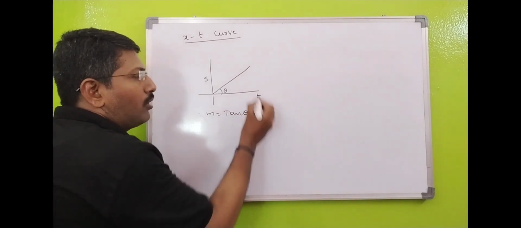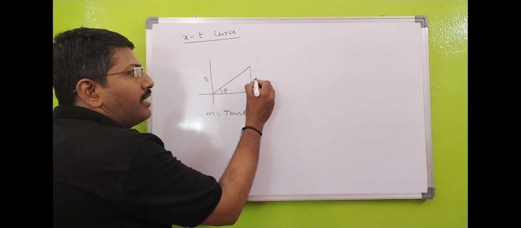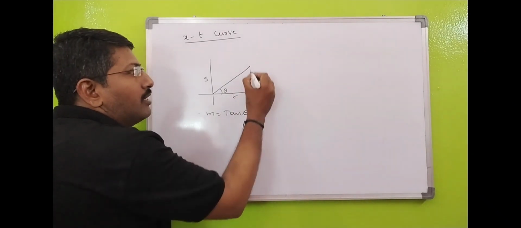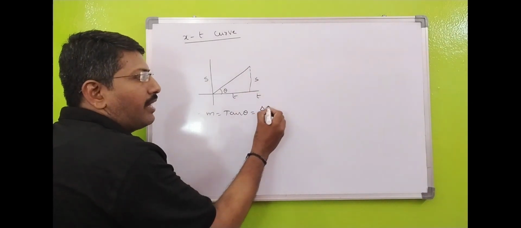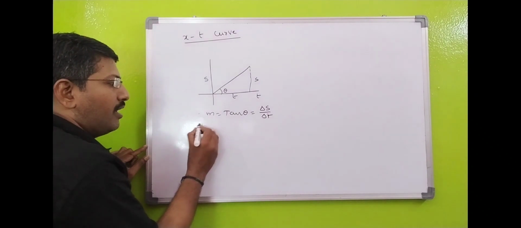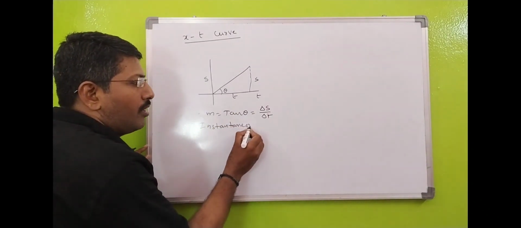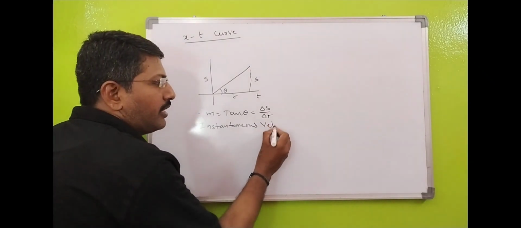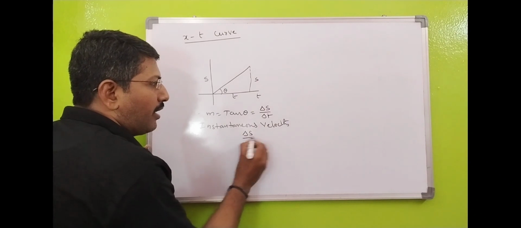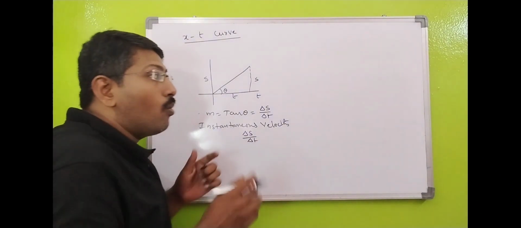If I draw like this, this is s, this is t. So if you see here, the change in displacement is delta s and the change in time is delta t. So this is the instantaneous velocity, delta s by delta t. Okay. Slope I calculated. What about area?